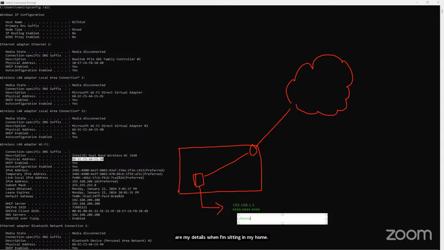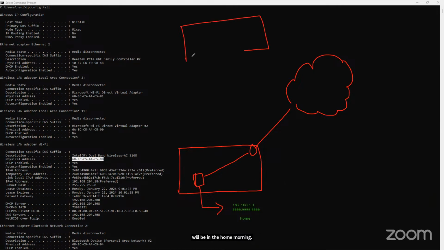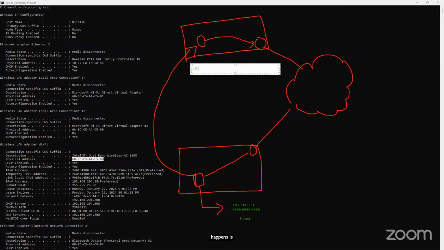So tomorrow, let's say at night we will be at home, and in the morning we have to go to the office. Let's say I went to my office. Now I have to connect to the internet, so there also one router will be there. When I go from home to office, I'll be connected to my office router, so my IP address is going to change to some other thing.